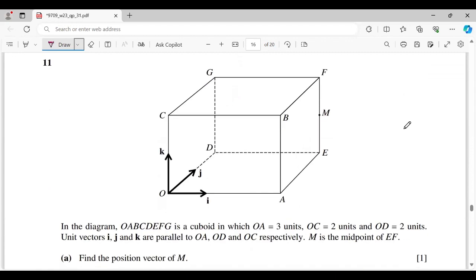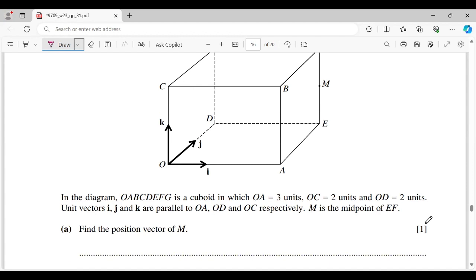11. In the diagram, OABCDEFG is a cuboid in which OA equals 3 units, OC 2 units, OD 2 units. Unit vectors i, j, and k are parallel to OA, OD, and OC respectively. M is the midpoint of EF. Find the position vector of M.